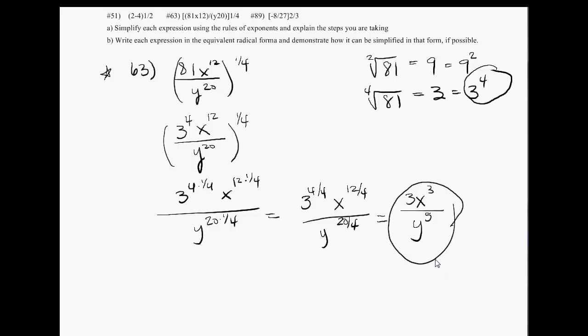So this was number 63. It's 81x to the 12th over y to the 20th, all raised to 1/4 power. And this was using the rules of exponents, okay? So now what we're going to do is we're going to write each expression in the equivalent radical form, okay? So let's go ahead and do that.